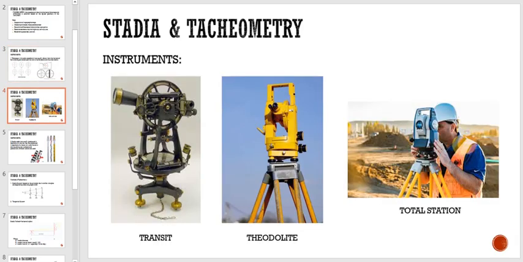Then of course we have the main instruments: the transit, the theodolite, and the total station. The transit is the oldest, almost obsolete instrument used in surveying. Then we have the theodolite, and the latest is the total station. It is digital. With one click, it gives you the coordinates, the vertical angle, the horizontal angle, and the elevation of the point.